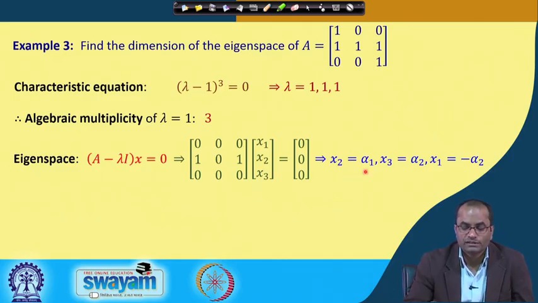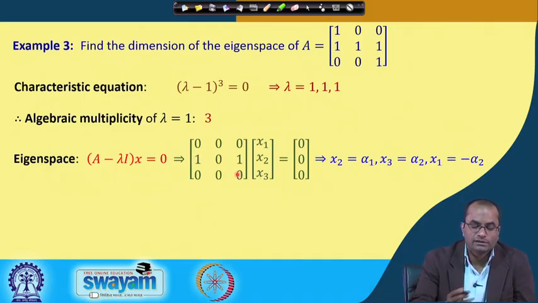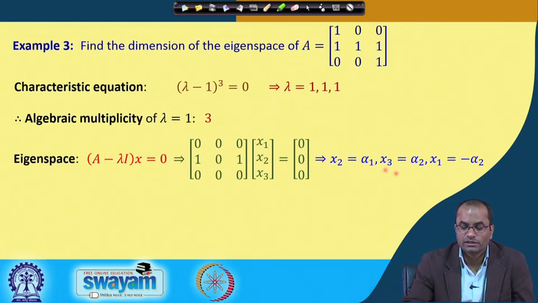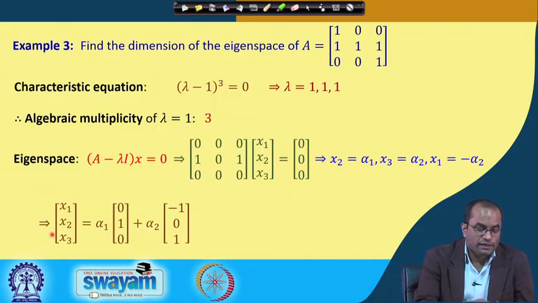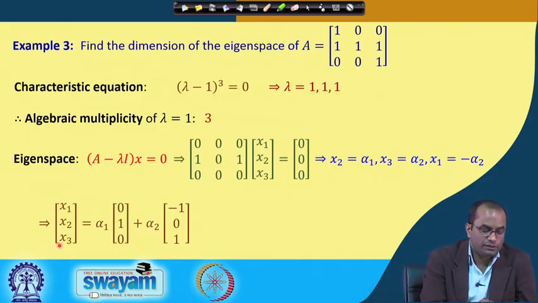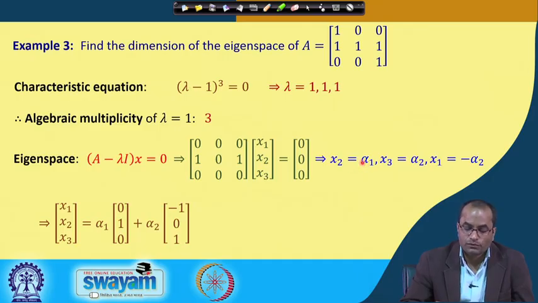So, here for x 2 we assign alpha 1, for x 3 we assign alpha 2, and from this equation which says x 1 plus x 3 is equal to 0, that means x 1 is equal to minus x 3. So, we get here x 1 is equal to minus alpha 2. When writing in this vector form, we have x 1, x 2, x 3 as alpha 1 times 0 1 0, plus alpha 2 times minus 1 0 and 1.